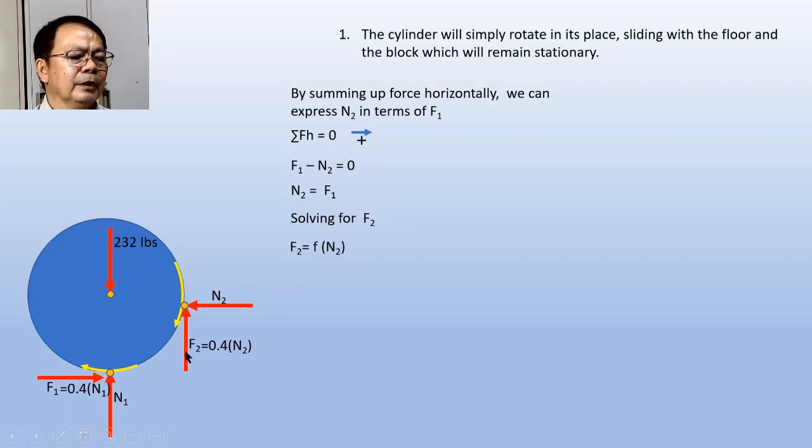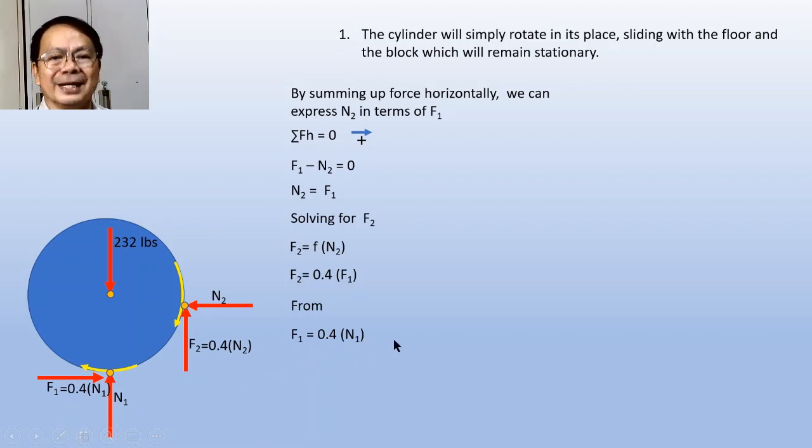Furthermore, yung ating expression ng F sub 2, because F sub 2 is equal to 0.4 multiplied by N sub 2, if N sub 2 will be substituted with the value equal to F sub 1, then our F sub 2 will be equal to 0.4 multiplied by F sub 1. So in this case, na-express natin ngayon yung F sub 2 in terms of F sub 1. Diba? Ngayon, balikan natin dito, puntahan natin itong relation naman ng F sub 1. Sabi nga kasi dito, yung relation ng F sub 1, which is this one, shall be equal to 0.4 of N sub 1.